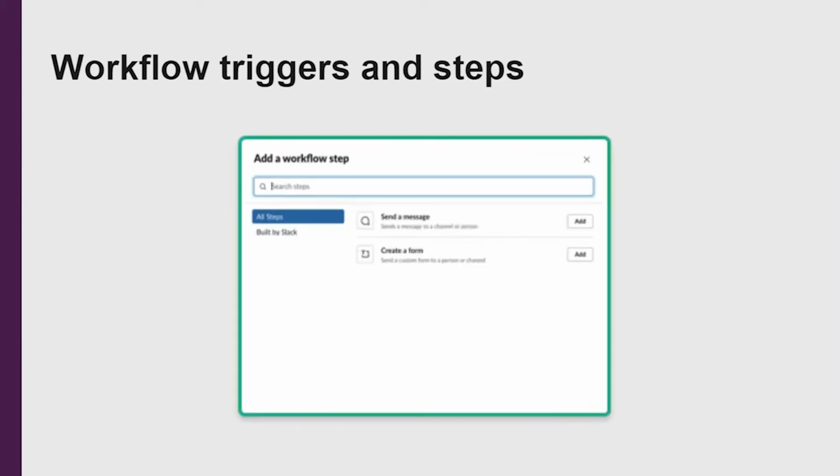Once a workflow has been kicked off, you decide what happens next by adding steps. Whether that's sending messages or using forms to capture more information, it's helpful to keep the flow of triggers and steps in mind as you're building. Personally, I like to sketch out my workflows on a piece of paper before I even set them up in Slack. That way, I don't miss translating any important parts of the process that I'm automating.